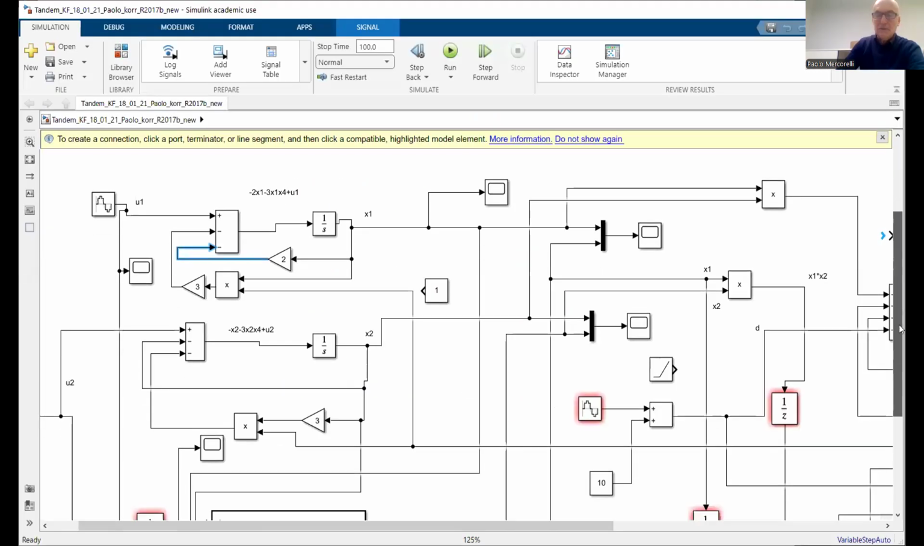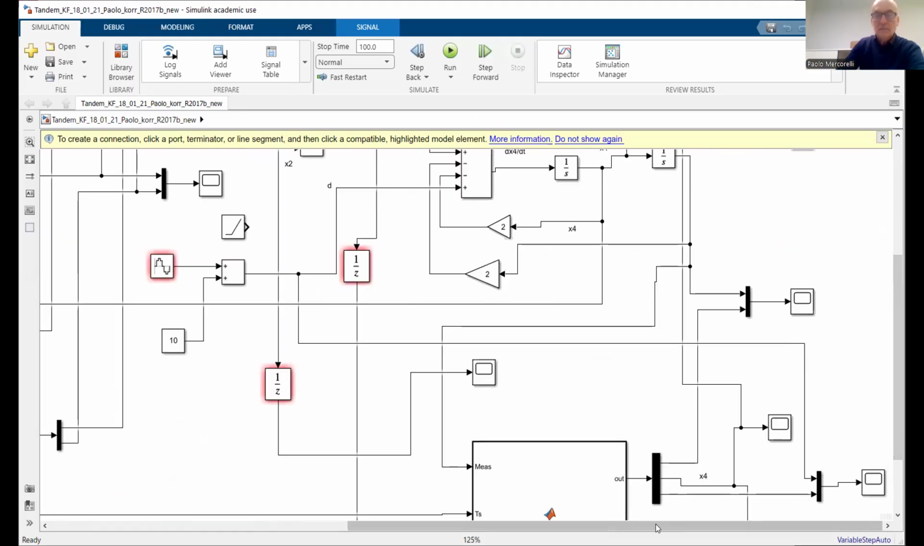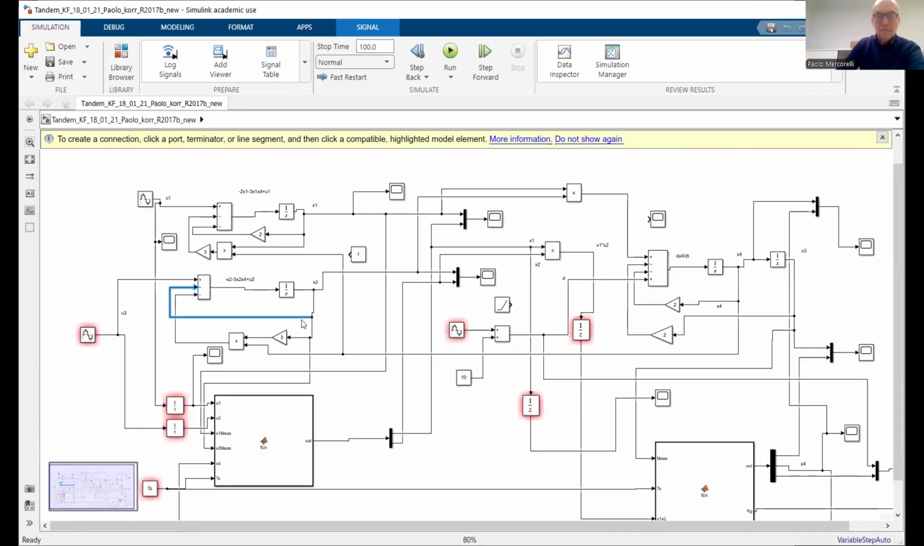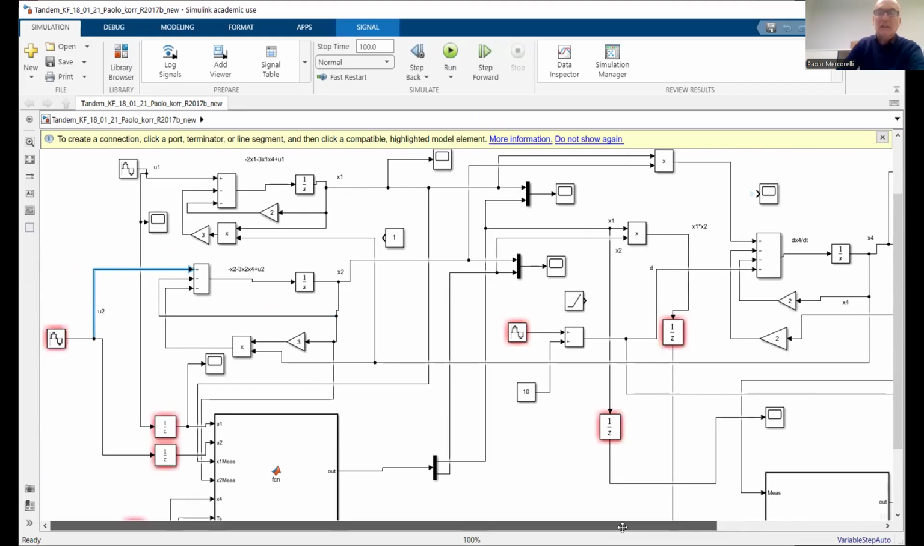The second equation is here. We can see here minus 1 X2. Here we have the signal, plus the signal, U2, which is again whatever signal, to test the Kalman filter, whatever signal.